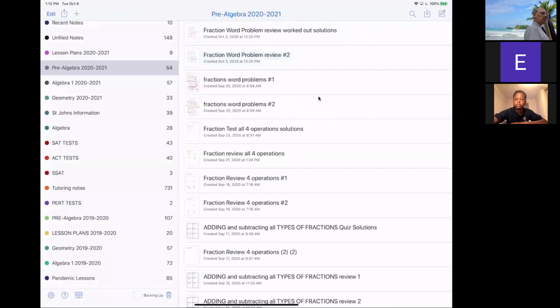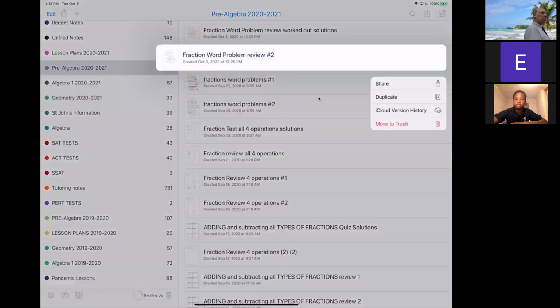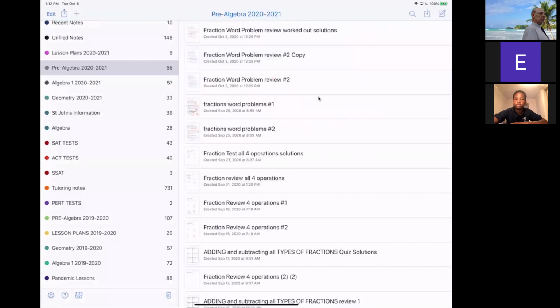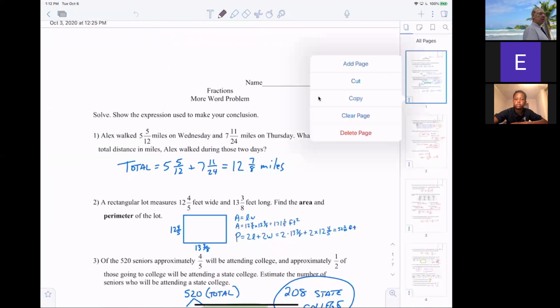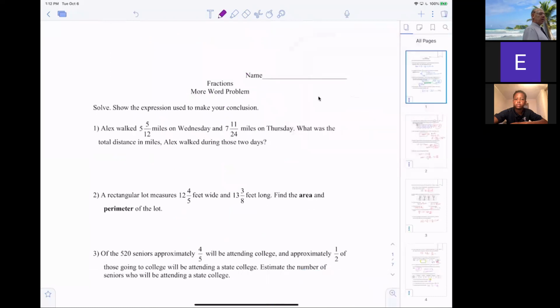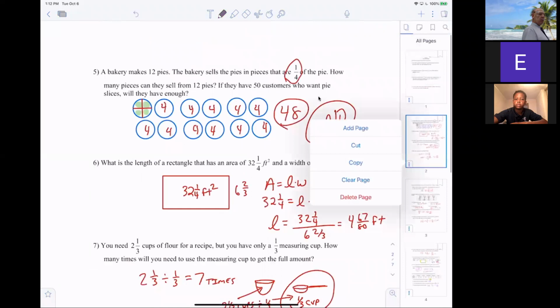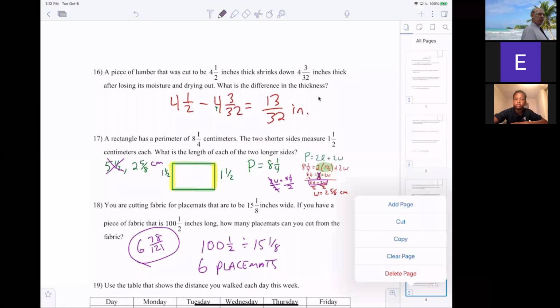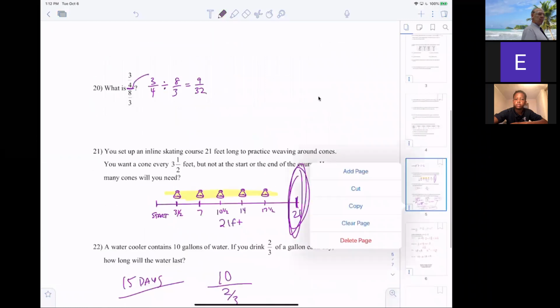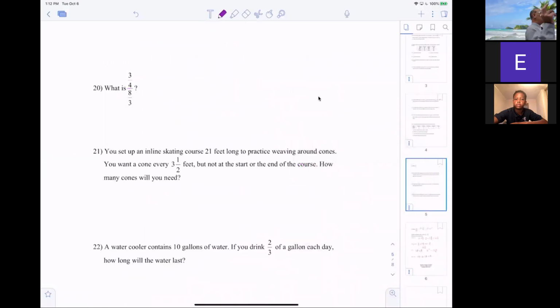All right, here, I have word problems. So I hold it down and I duplicate it. Then I tap on the copy. Then I tap the little pages button. Watch how cool this is. Tap the pages button, tap at the screen, and clear the page, and all the work's gone. Tap on each page and hit clear page, not delete page. If you accidentally delete the page, you can just hit the back arrow and it'll pull it back up for you.